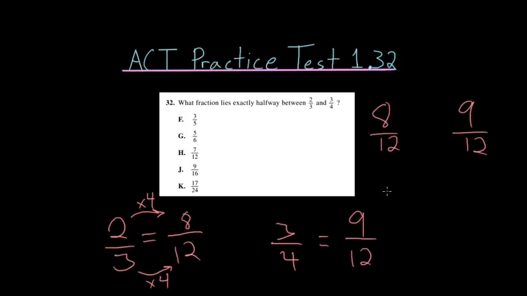So 8/12, we're now talking about 16/24. Since we multiplied 12 by 2, we would have to do the same thing to 8. And 8 multiplied by 2 is 16. Now we'll do the same thing with 9/12, giving it a denominator of 24. And 9 times 2 would be 18. So now it's obvious what the middle number is. Since between 16 and 18, 17 would be right in the middle.